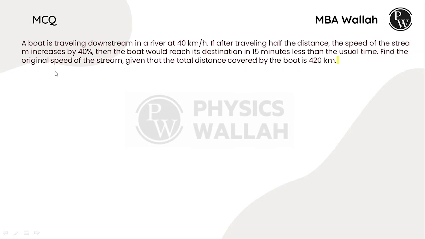Hello students, and the question is, a boat is traveling downstream in a river at 40 km per hour. If after traveling half the distance the speed of the stream increases by 40%, then the boat would reach its destination in 15 minutes less than the usual time. Find the original speed of the stream given that the total distance covered by the boat is 420 km.